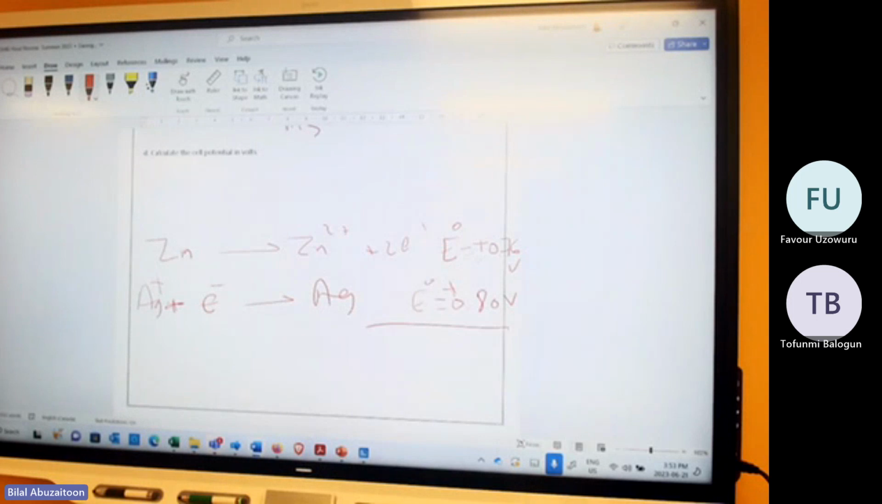Again, this is positive, but in the list it is negative. Why? Because in the list it is reduction, not oxidation. Since here it is oxidation, I flip the reaction and I flip the sign also. Now the overall equation: the Ag half should be multiplied by 2 to make the electrons equal. So Zn plus 2Ag+ produces Zn2+ plus 2Ag. The E naught cell equals what? Add them.